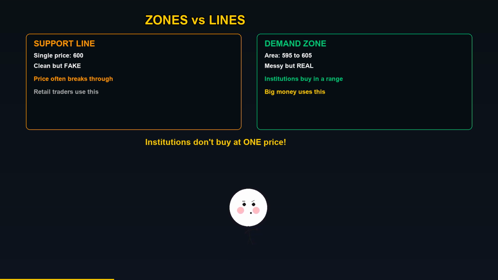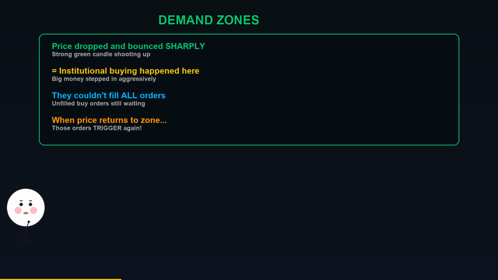Lines are clean, but fake. Zones are messy, but real. A demand zone forms where price dropped and then bounced sharply. A strong green candle shooting up from a level. That sharp bounce means institutional buying happened here. Big money stepped in and bought aggressively.